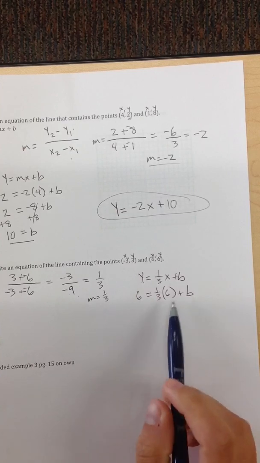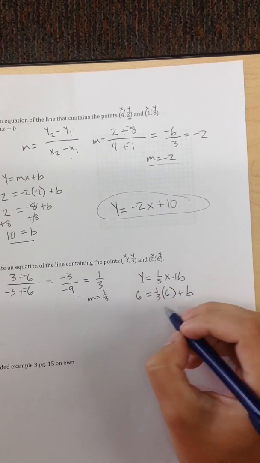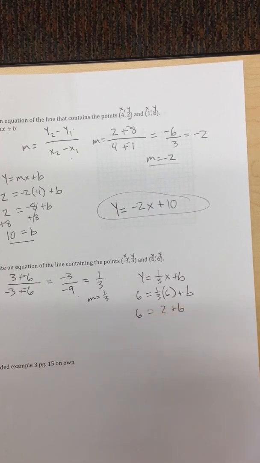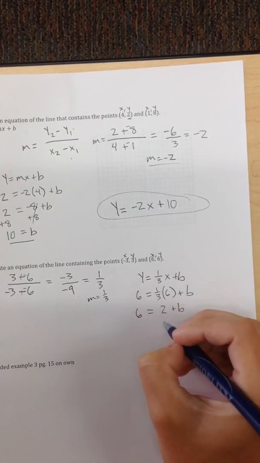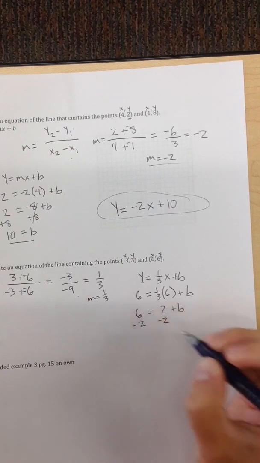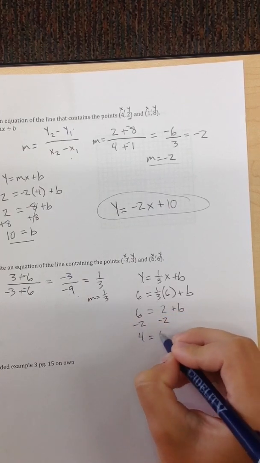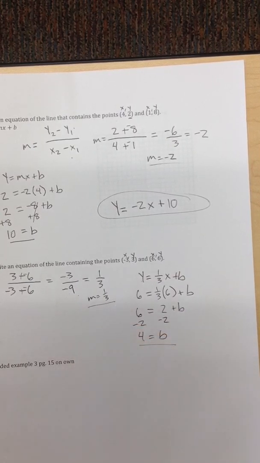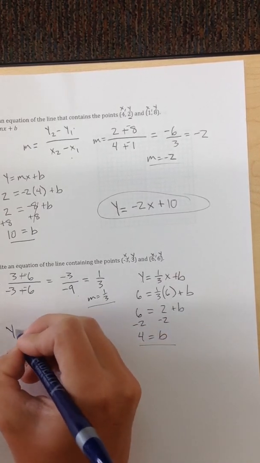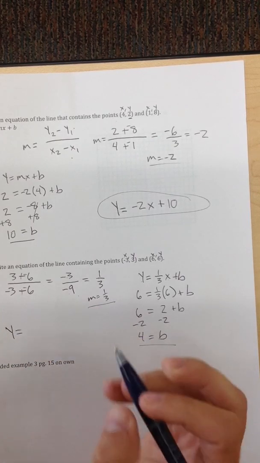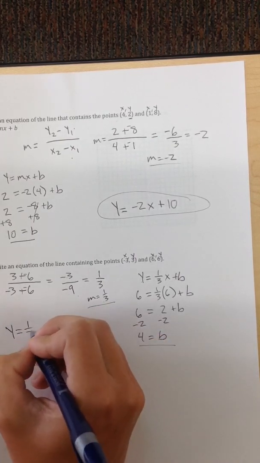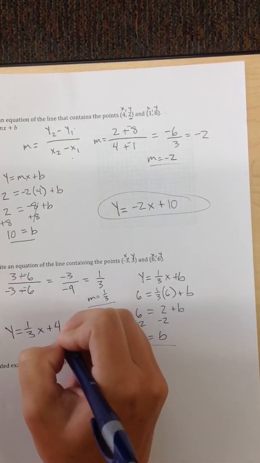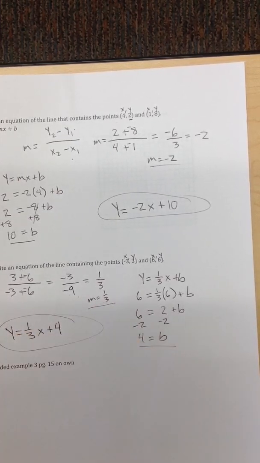So my y is 6, and then I go 1/3 for my slope, and my x is also 6 plus b. So if I take 6 times 1/3, that should come out to be 2 plus b is equal to 6. Then to get rid of the 2, I'm going to subtract 2 from each side. So then I'll have 4 is equal to b. So I've got my b, got my m. Last thing I have to do is throw it together in an equation. So I would go y equals, my slope is 1/3 x plus my y-intercept is 4. And that would be your equation.